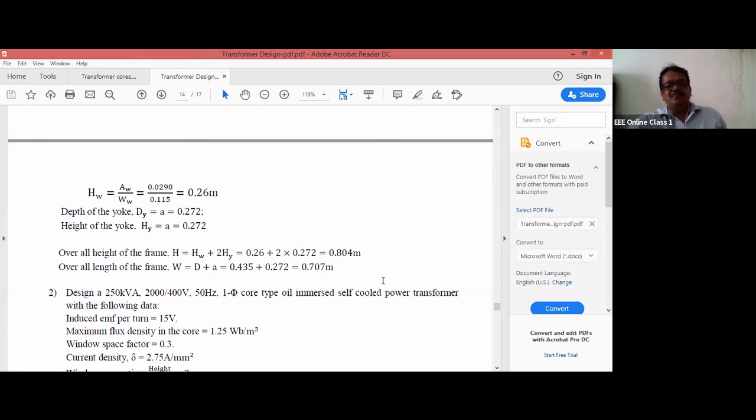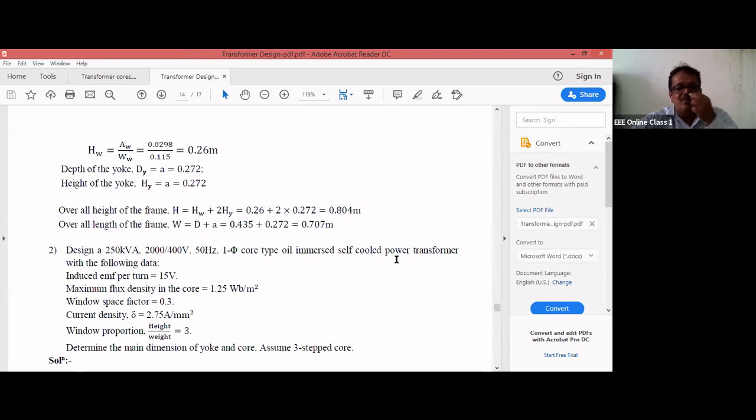This is a simple problem. Normally a problem with respect to transformers will be easier. So this is the first problem. Likewise, we'll go for a second problem.